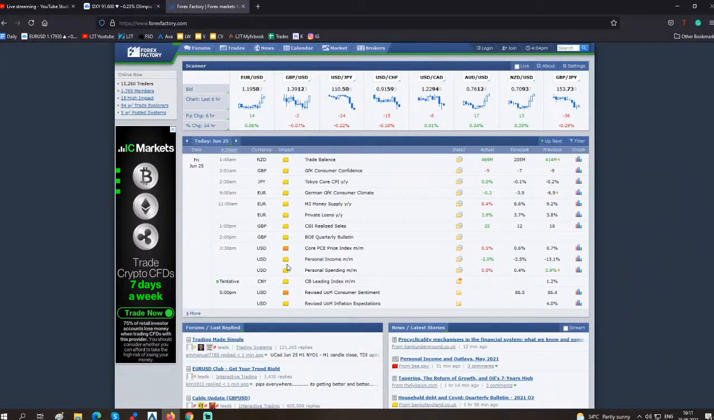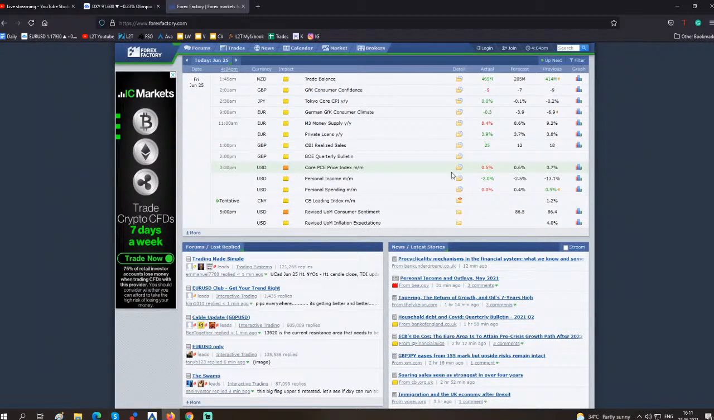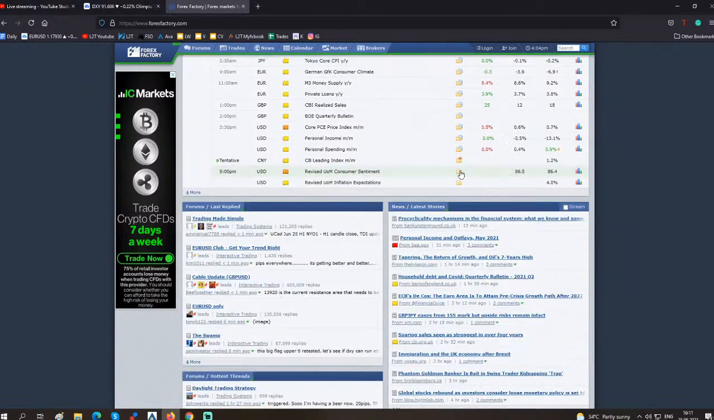Let's take a look at the economic calendar. Personal spending, only a 0.0% growth versus 0.4% growth expected. So this is bad for the US dollar. Personal income, a 2% drop, and we'll have to wait to see how the DXY, the US dollar index, will react.